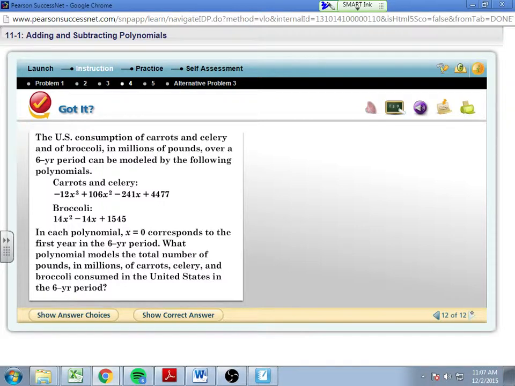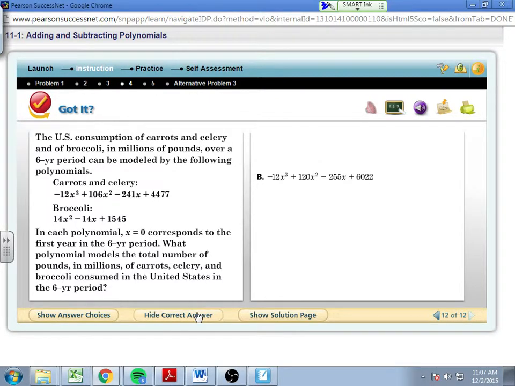All right, most of you, I believe, have your answers. So you should have negative 12x cubed. It did not have a like term to combine with. I combine my 106 and my 14, and I get 120x squared. I combine my negative 241 and my negative 14, so they become negative 255x. And then we combine the 4,477 and the 1,545 to get 6,022. Questions on this?